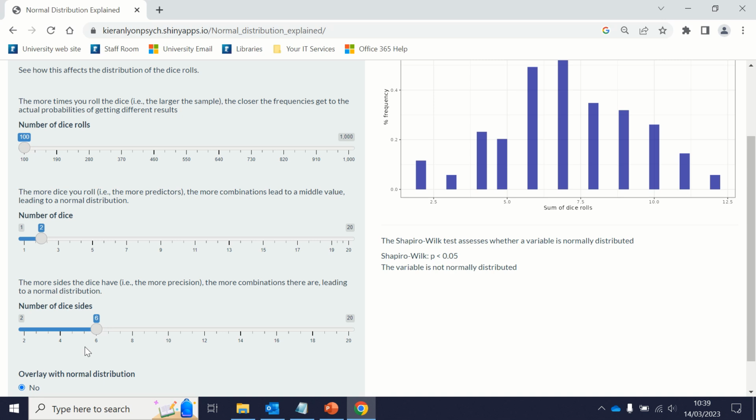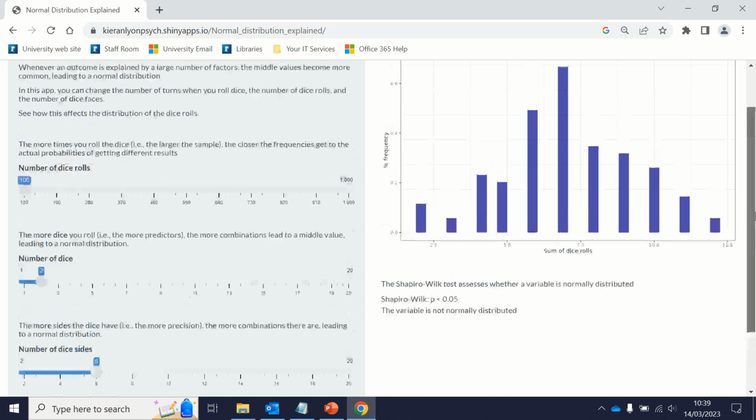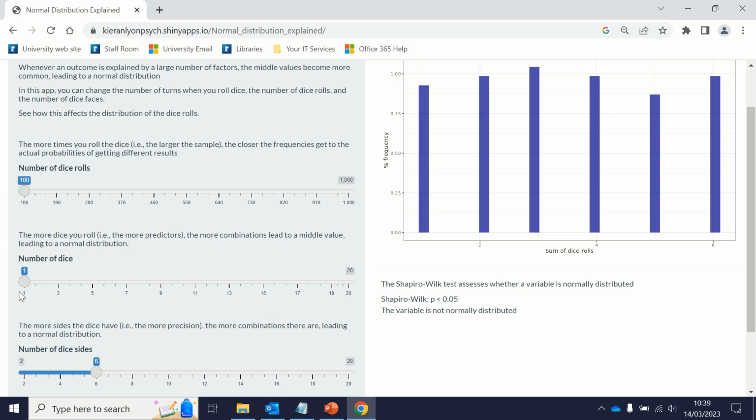number of sides of the dice, because you could imagine a 2-sided dice, a coin, or sometimes people play these fantasy games, the Dungeons and Dragons stuff, where they have 20-sided dice. But let's imagine that we have a single dice with 6 sides and we roll it 100 times.